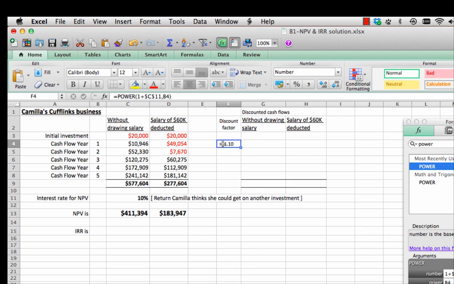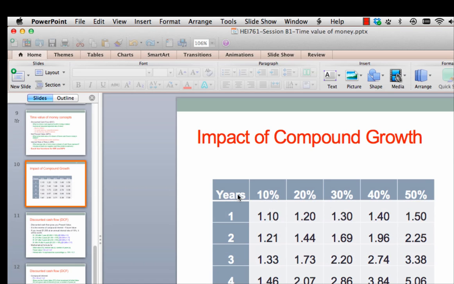So this is year 1. If I copy that formula down and look at what the contents are, this is 1.1, 1 plus the interest rate to the power of how many years it is. So 2, 3, 4, 5. Now if you look at those numbers, you'll see that they're exactly the same as the numbers that appear in the first column of this compound growth table.